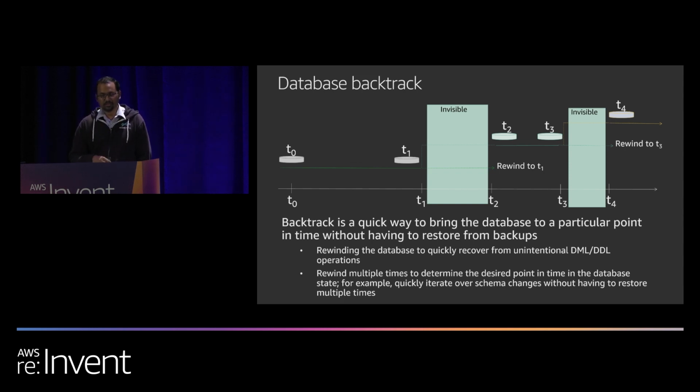And all of this operation happens in parallel. So if you have a 64 terabyte database, there's thousands of segments that are backtracked in parallel, and the database is brought into a consistent state, and you can start writing.